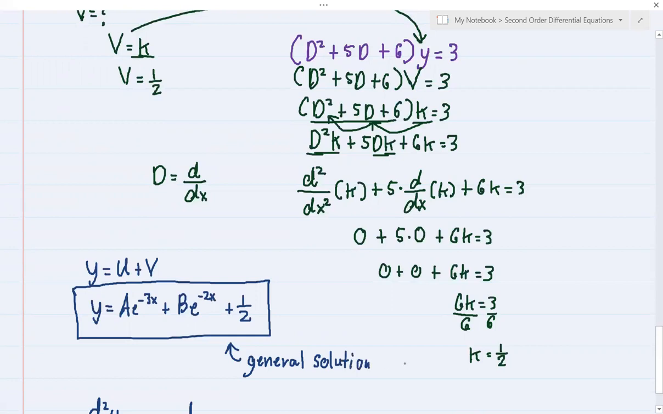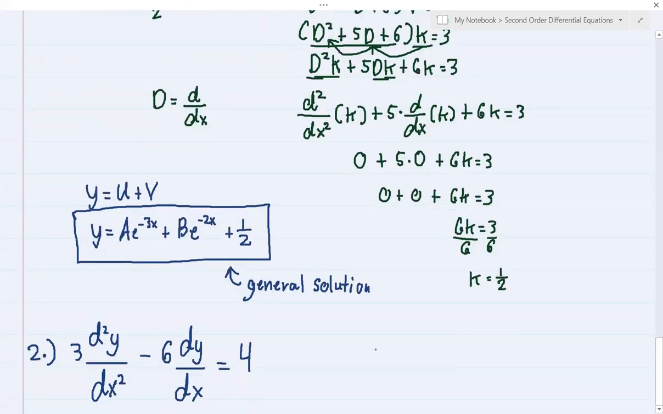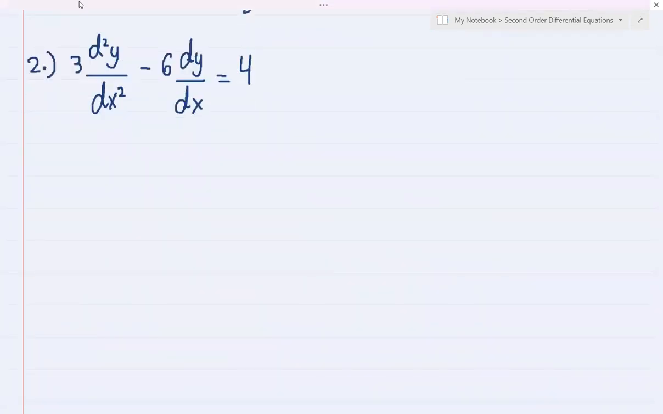See, that's it. Now let's have one more example and we're done. Let's just say we have this one. 3 d squared y all over dx squared minus 6 dy is equal to 4. So how are we going to do this one?